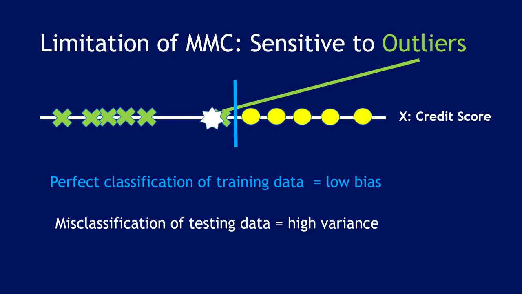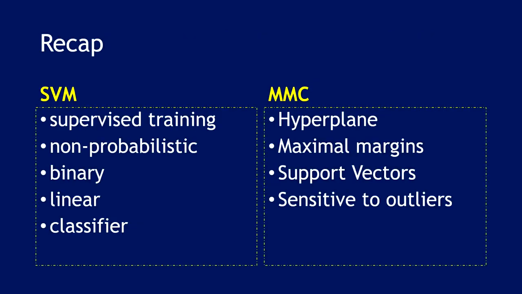Okay, so it will misclassify the test data set. This white star should probably be classified as a yellow dot. However, because the line has to accommodate the outlier, the line would classify the test data value, the white star, as the green class, which is a misclassification. So that's a problem with the maximal margin classifier. In the next lecture, we'll see how we can improve upon this using some enhancements.